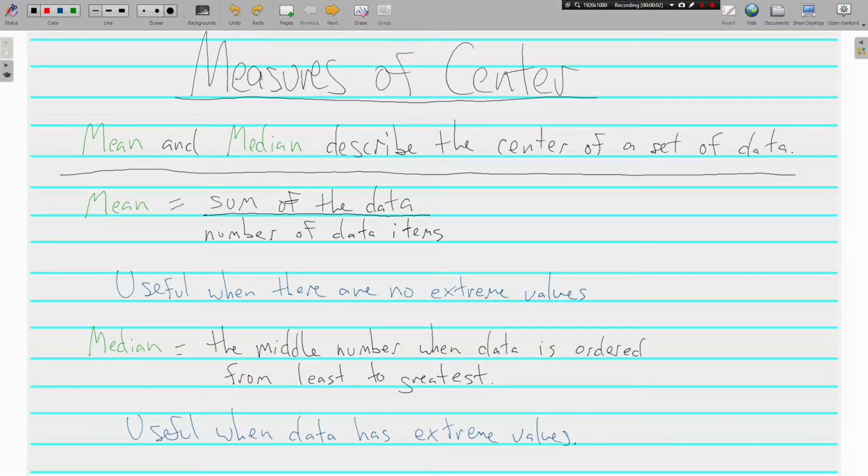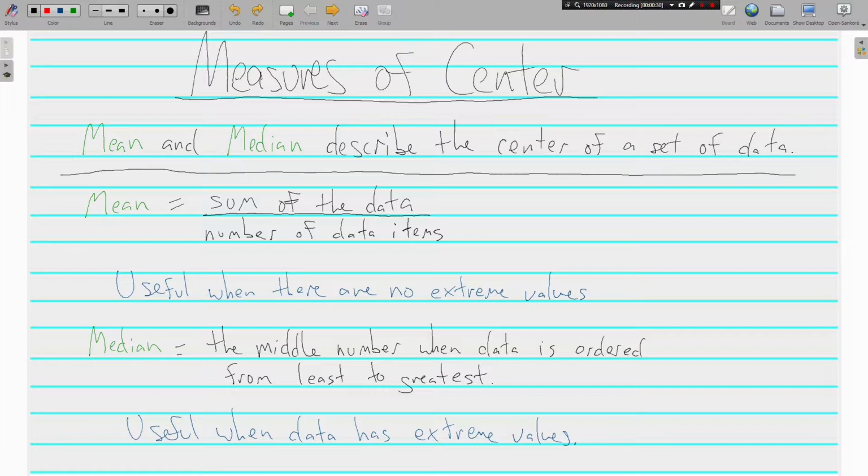Hello, this is Mr. Tipton, and today we are talking about measures of center. Mean and median are called measures of center because they describe the center of a set of data. A lot of times you hear mean, median, and mode all together, but mode is actually a measure of frequency. It's how often something occurs. Today we're just going to focus on the measures of center, being mean and median.